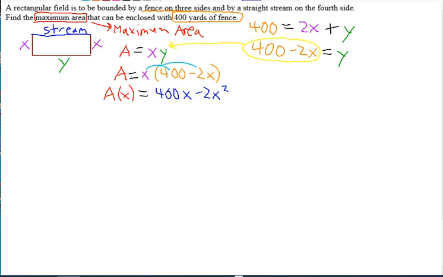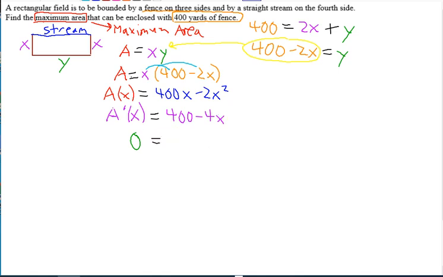And since this is what we're trying to maximize, now that we have a single variable, as simple as it's going to be, now we take the derivative to maximize it. So A prime of x would equal, derivative of 400x is 400, minus the derivative of 2x squared gives you 4x. In this case, that will never be undefined. There's no negative exponents or denominators.